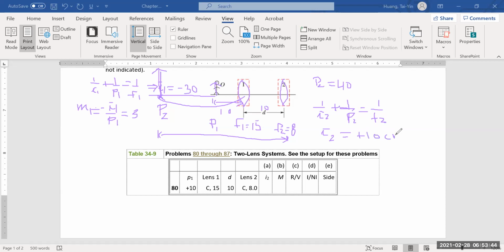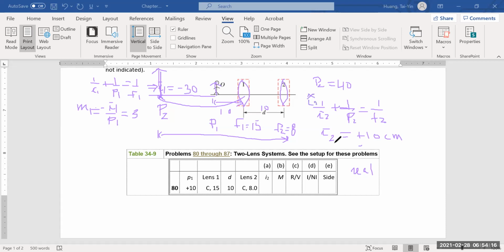Again, the sign here tells you that it is a real image because it's positive. So the final image, which is I2, is a real image, based on the sign. And where should it be located? Based on this lens 2, if I2 is positive 10, it means that it has to be behind the lens. So this will be your I2.